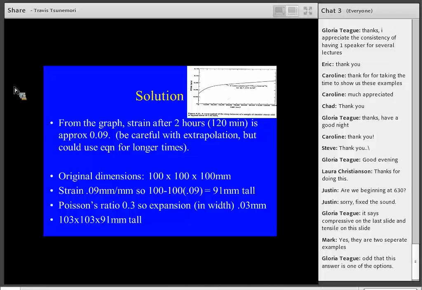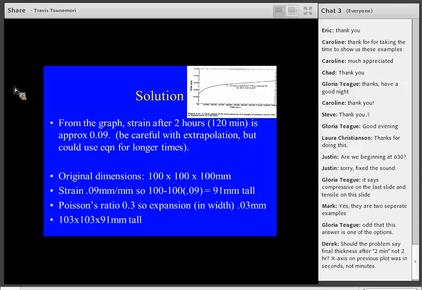What is the strain? It's approximately 0.09, okay? And you got to be a little careful because will the mathematical model that describes that slope still be good further out? Use your head, stay smart. Original dimensions, 100 by 100 by 100 millimeters. Okay, just a square block, cubic block. Strain, 0.09 millimeter per millimeter. Okay, that is our strain from the graph.